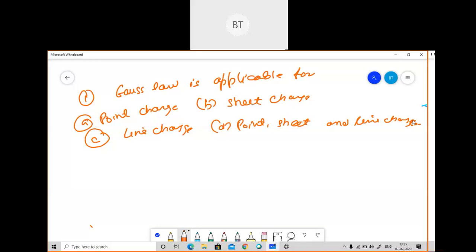Anybody? Sheet charge. Please give me your reason. Amisha, please give your reason. Why did you think sheet charge, since it is unique? We have not dealt with sheet charge, so sheet charge might be the correct answer. We have dealt with point charge, line charge, and closed surface. No. So your logic was correct, but your answer was not correct. So please, anybody else? Anybody else having another answer?